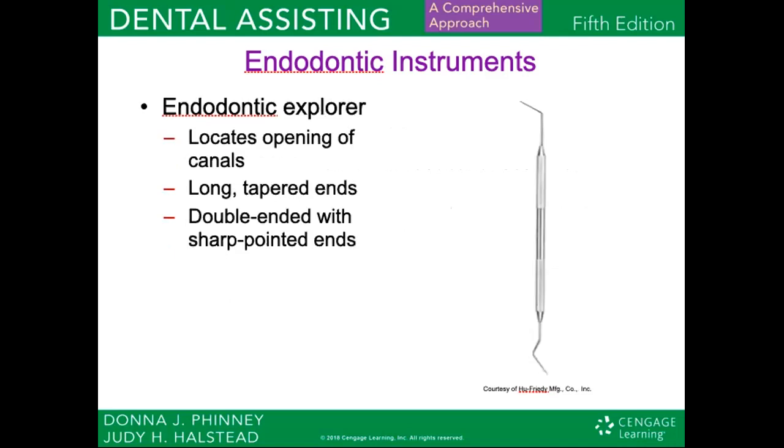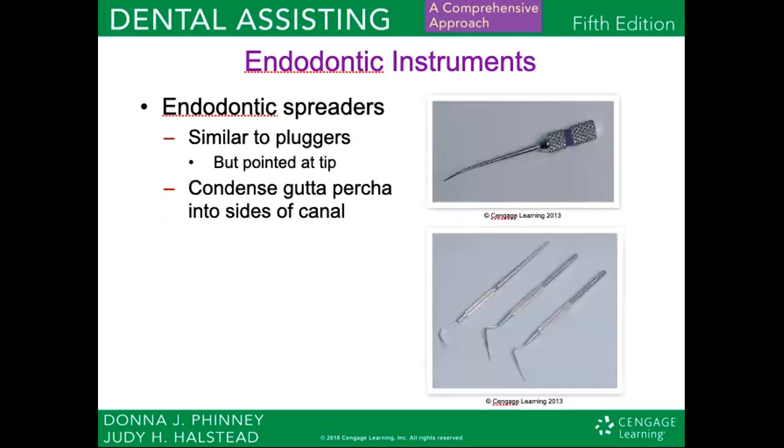The endodontic explorer is designed to help locate canal orifices. It is a double-ended instrument with long tapered ends that have very sharp points. Endodontic spreaders are similar to pluggers, but these have a pointed tip. They condense gutta percha into the sides of the canal, or we also call this lateral condensation.